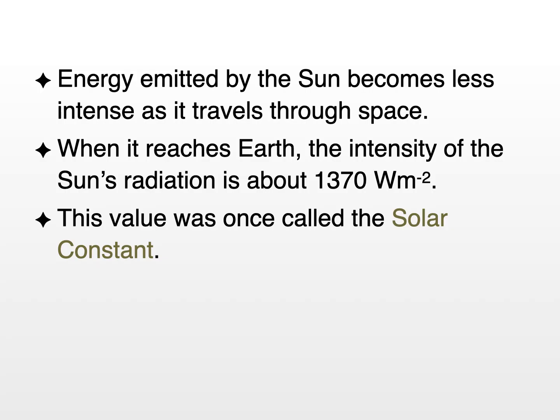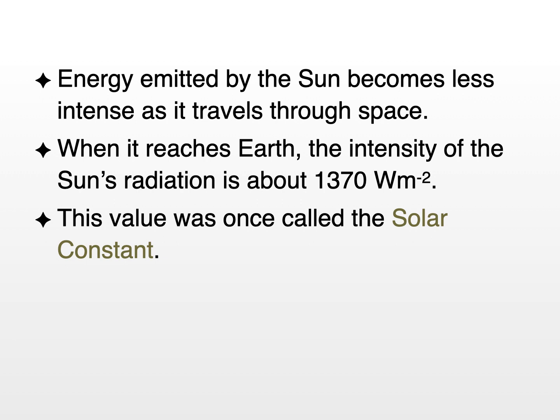So the energy emitted from the sun's surface travels in this spherical shell, and it becomes less intense as it travels through space, and we can model that process with the inverse square law. So 64 million watts per meter squared at the sun's surface. By the time it reaches the Earth's outer atmosphere, the intensity of that radiation is 1,370 watts per meter squared.